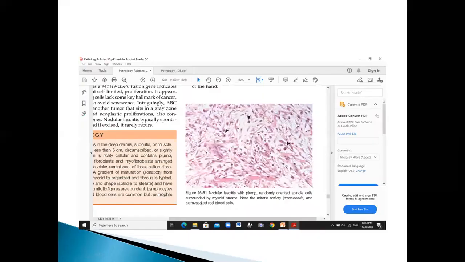You can see here spindle-shaped cells surrounded by myxoid stroma. You can see mitotic figures in the cells shown by the arrow. Mitotic figures are present, and extravasated red blood cells are also present in this tumor.